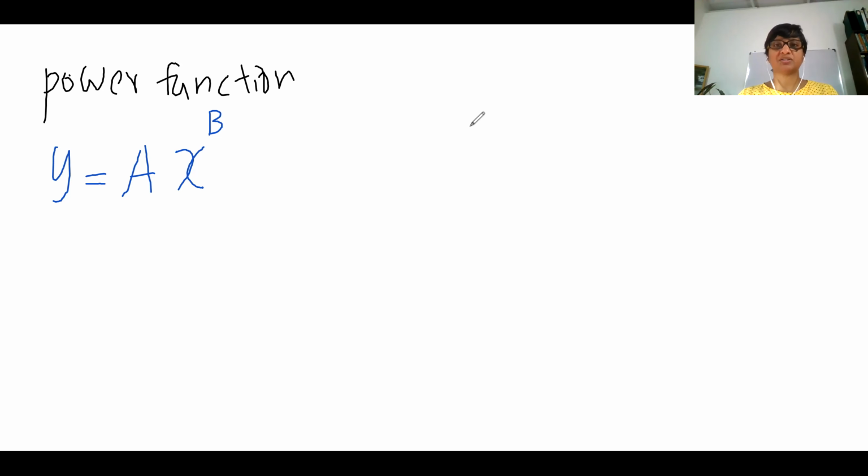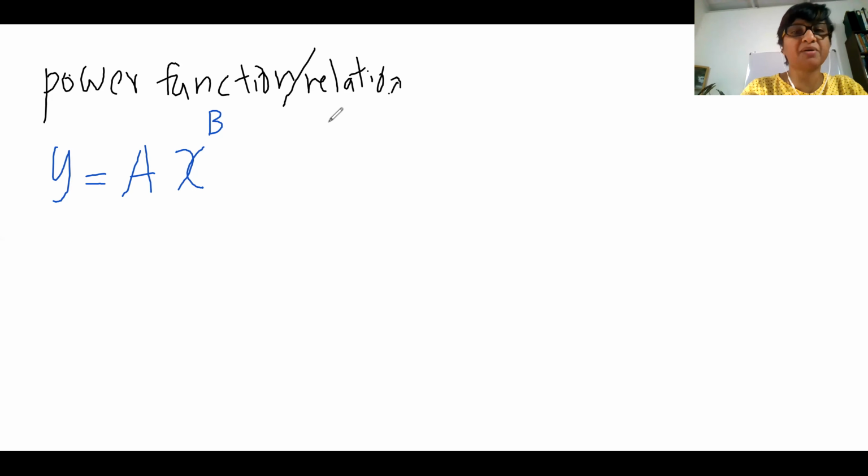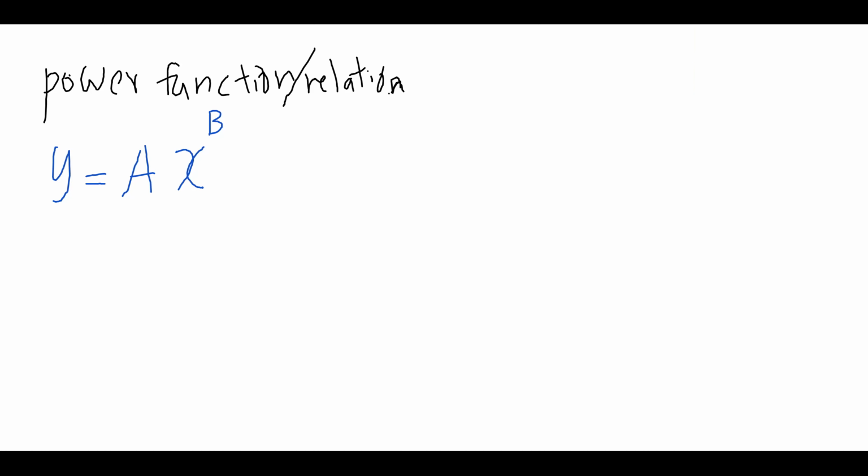The graph of these functions is a curve. When b is 2, it's a parabola. When b is 3, it goes like an S. Yes, it's a curve. The other type of relation that you find a lot in practical applications is the exponential relationship. Let me write here, power function or power relationship. The other one is the exponential relationship.